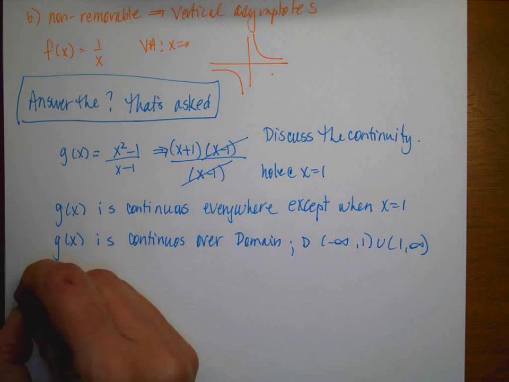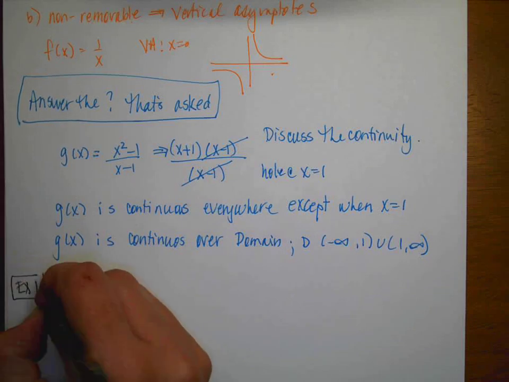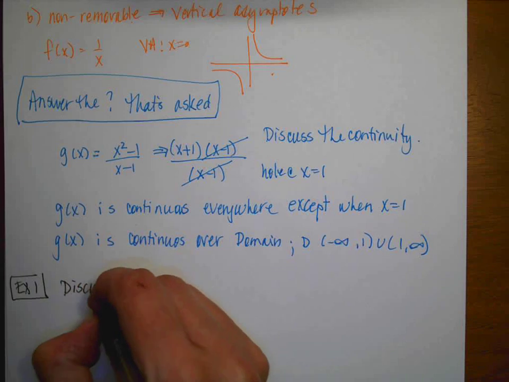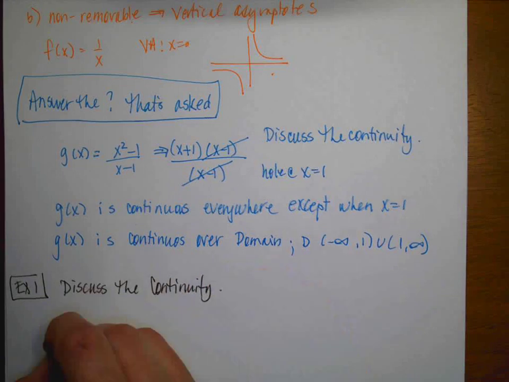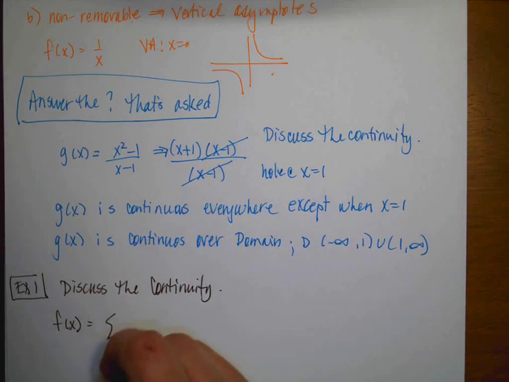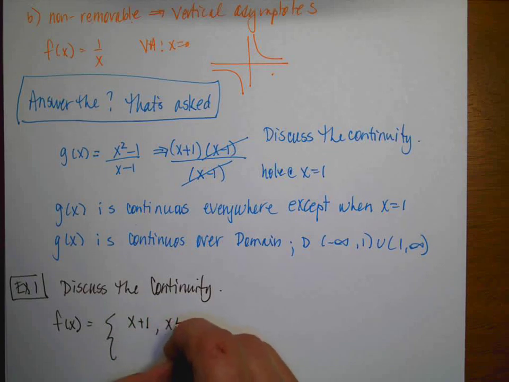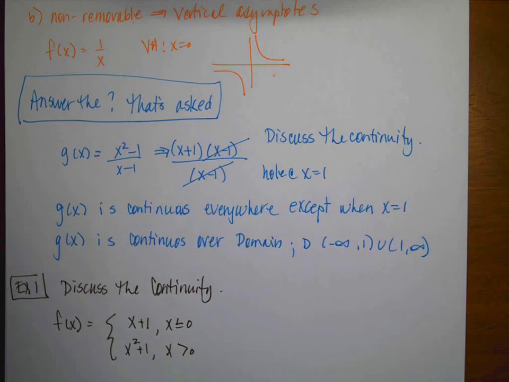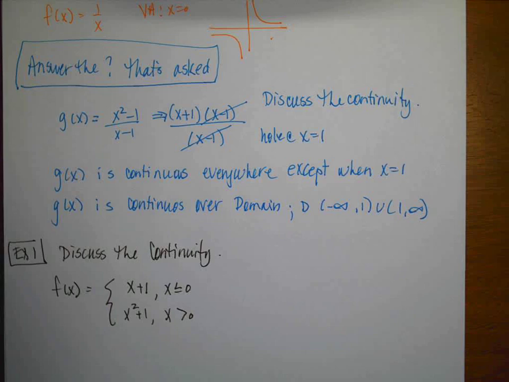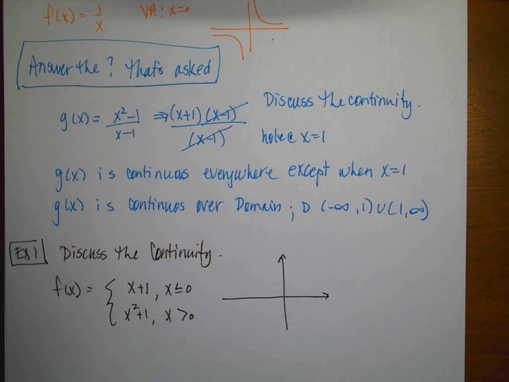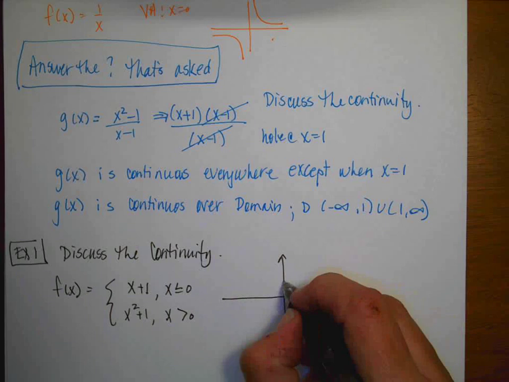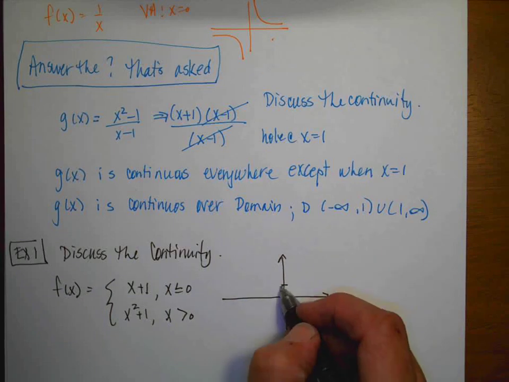All right, let's start our example. So for the first example, I want to discuss the continuity. This time we're going to have a piecewise function, and I'm going to have x plus 1 when x is less than or equal to 0, and x squared plus 1 when x is greater than 0. So this is actually kind of an interesting situation. If I graph this, remember we learned how to do this in pre-calc, this is a line, but it says x has to be less than or equal to 0, so it's the line that goes here.